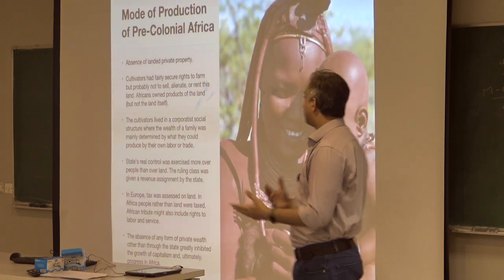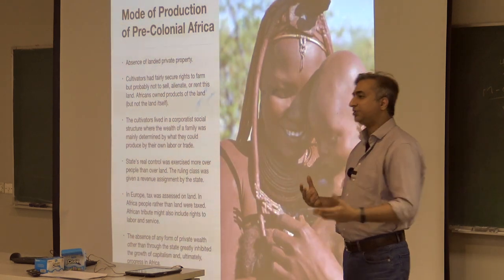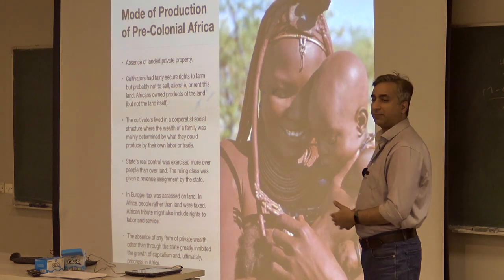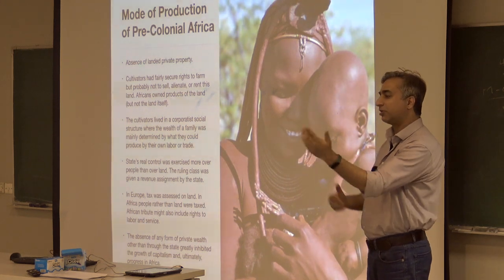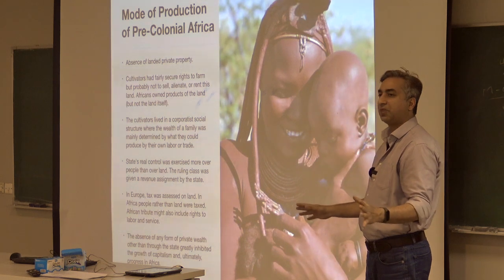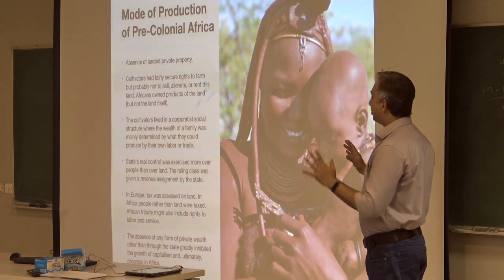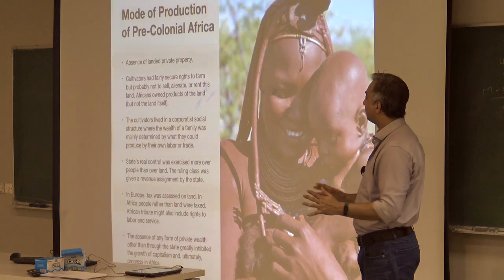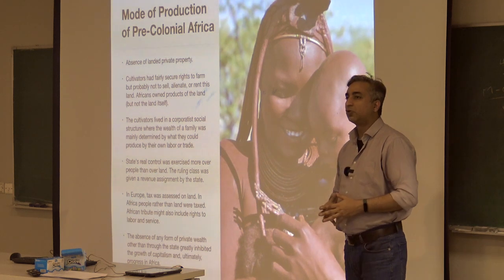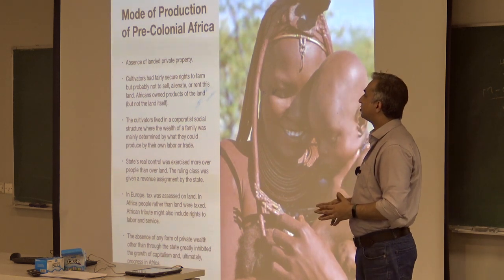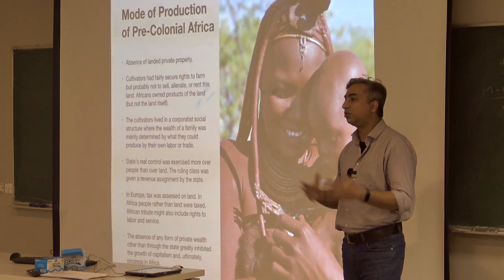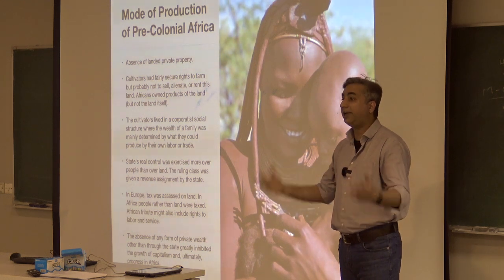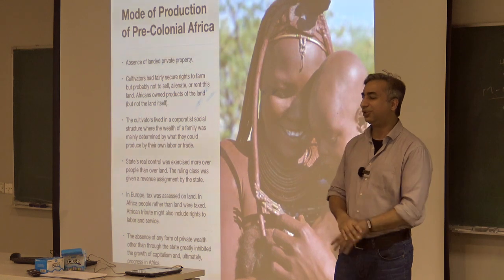Now, the first thing that I want to come to is, what is the mode of production of pre-capitalist Africa? You may have already guessed, because you've heard Polanyi's lecture, that it's not capitalism, naturally. It's a very different system. The first thing Thornton tells us is that there is an absence of landed private property. There's no private property of land. Land is not private property. I'm saying the same thing in three different ways.